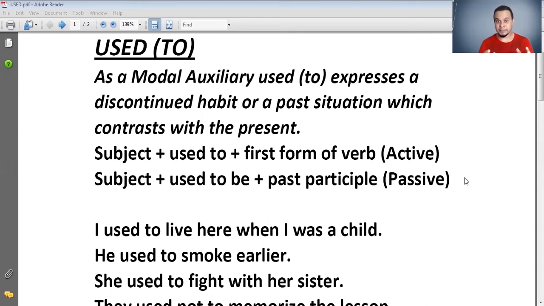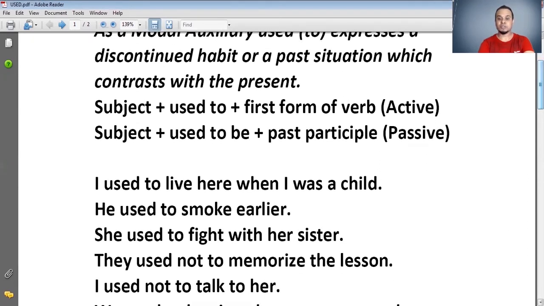So this is the use of passive voice. Now we will have a look at the sentences which have been given in the example to practice. I used to live here when I was a child. I used to live here.